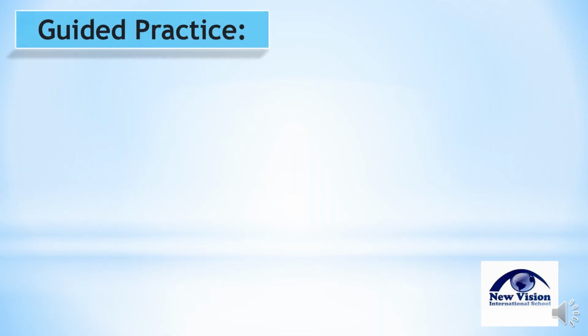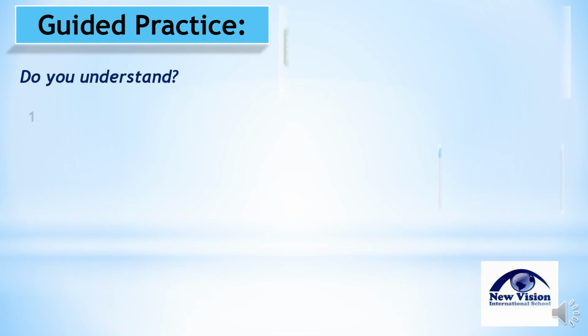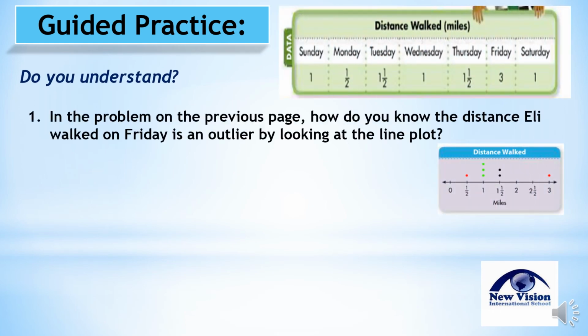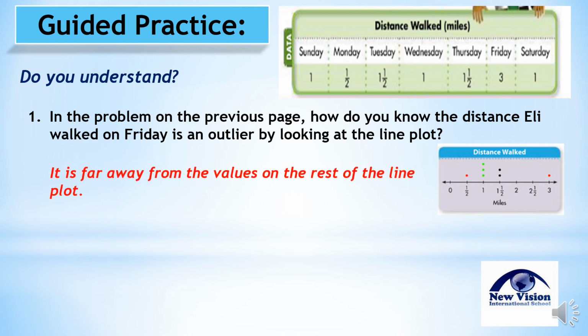Let's proceed to guided practice. Question number 1. In the problem on the previous page, how do you know the distance Eli walked on Friday is an outlier by looking at the line plot? Again, review the given tables to answer this problem. What is your answer? Good job! It is far away from the values on the rest of the line plot.